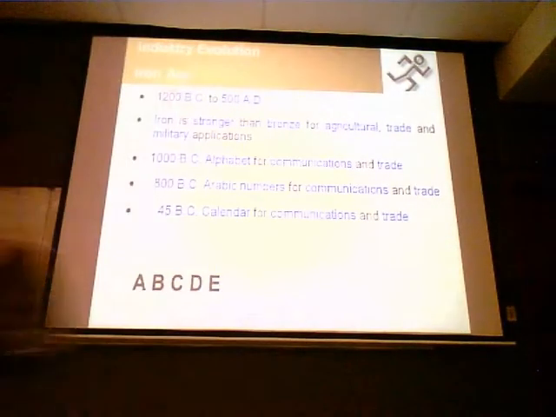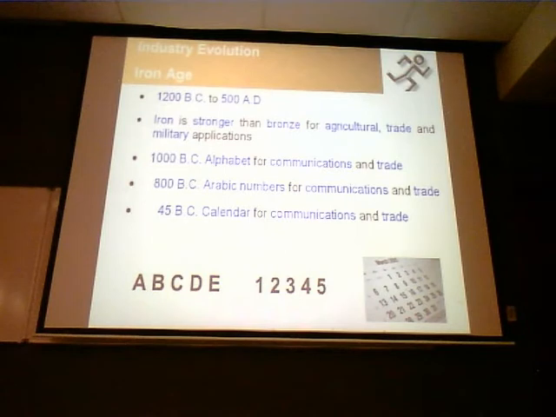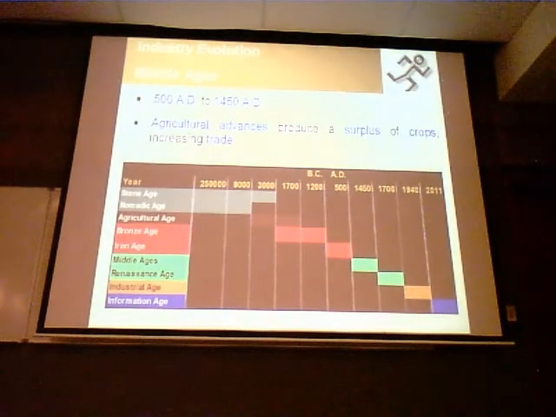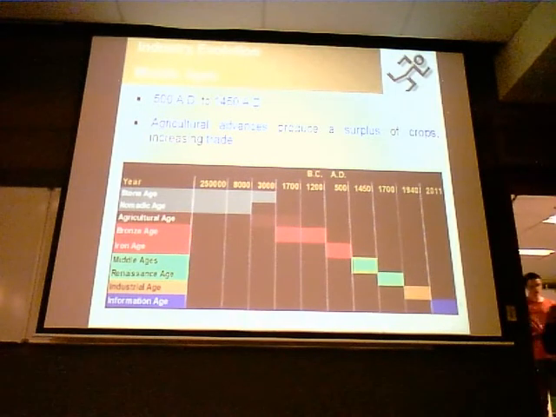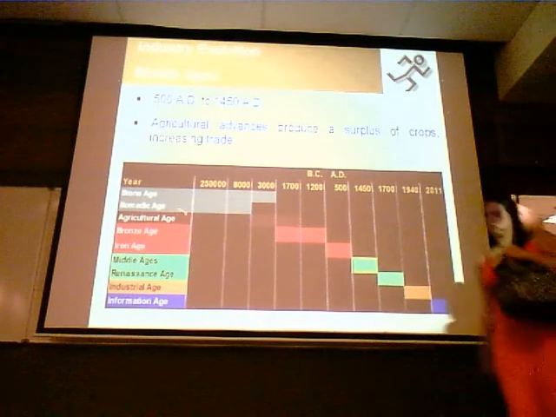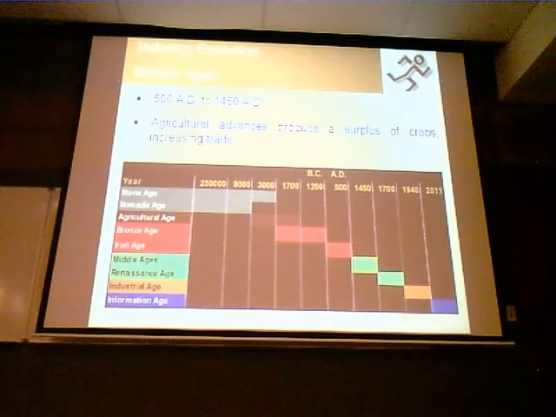What happened in the Iron Age also is we got a bit smarter. The alphabet came along back in 1000 BC. Then Arabic numbers came along, and also the calendar. Today's calendar came along about 45 BC. Then that tertiary sector started to evolve, that distribution sector, in the Middle Ages. Here we were growing things in the agricultural world, and here we were mining things and developing metal.